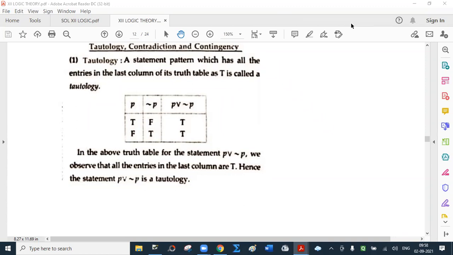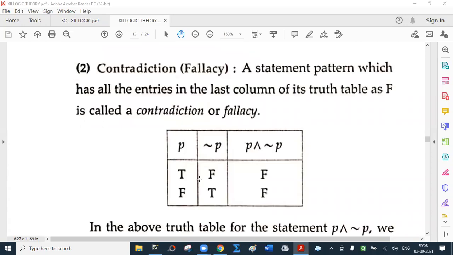Tautology. A statement pattern which has all the entries in the last column of its truth table as T is called a tautology. Simple example, P or not P. It is going to be true only. So in the above truth table for the statement P or not P, we observe that all entries in the last column are T. Hence the statement P or not P is a tautology.